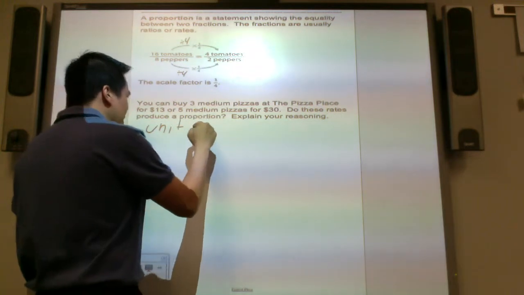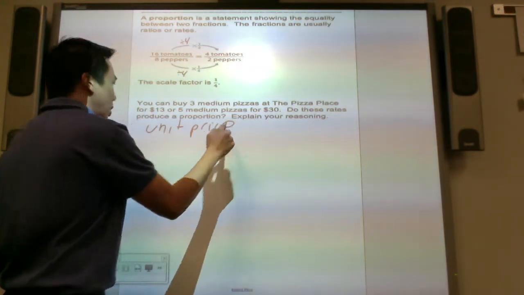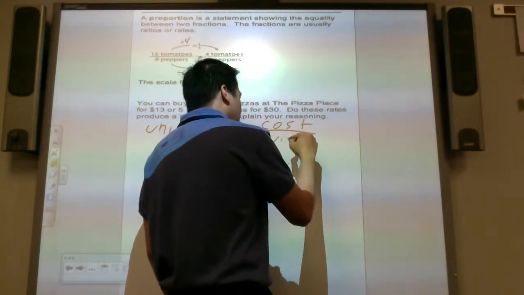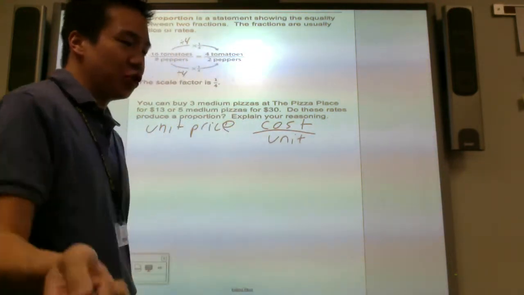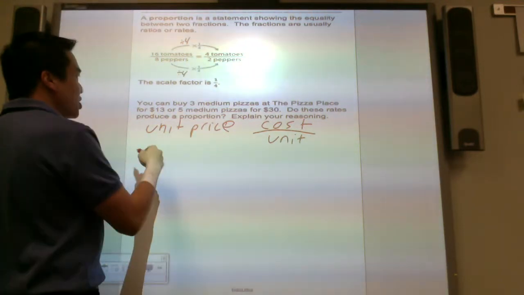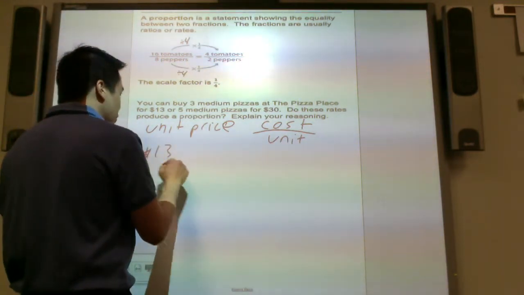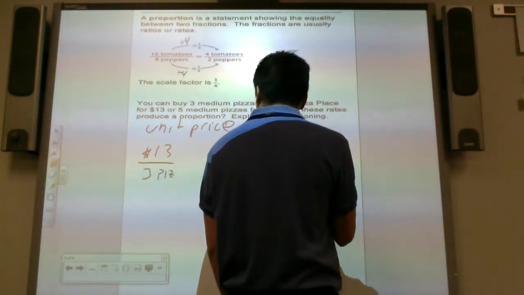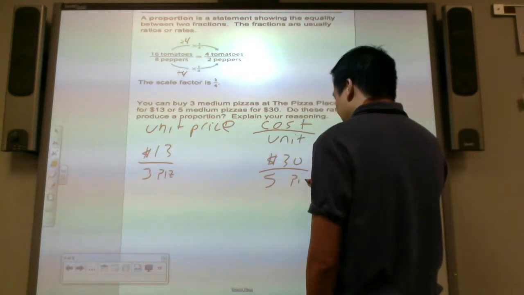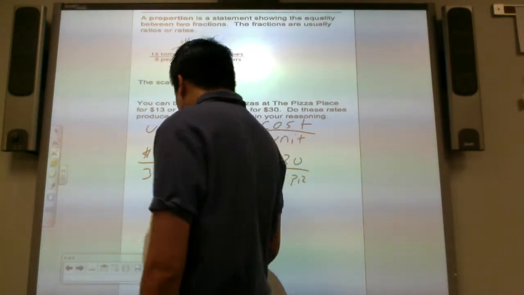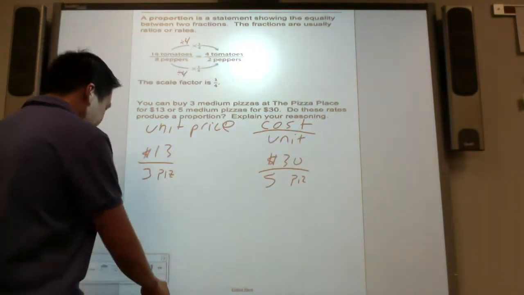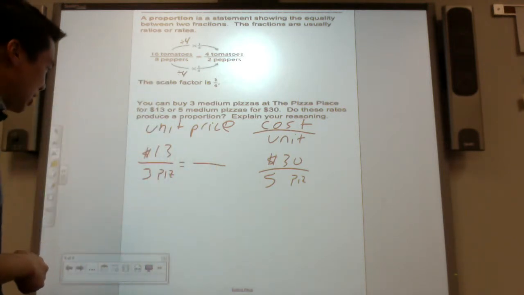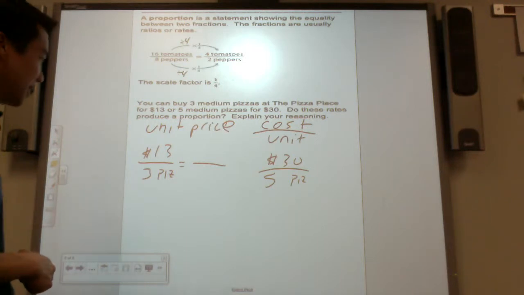This is unit price. You might say, how did you know that? Because this rate involves money. Remember, unit price is cost per unit. How much does it cost for each unit, for each pizza? In our first example, it costs $13 for 3 pizzas. In our second example, it costs $30 for 5 pizzas. So let's find the unit rate of each one, and then we'll see if they are equivalent.